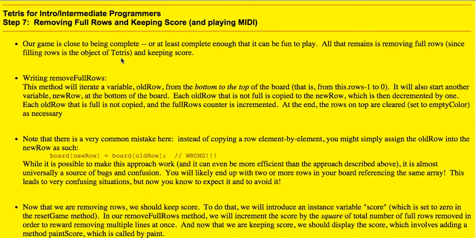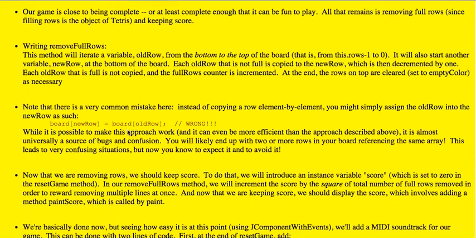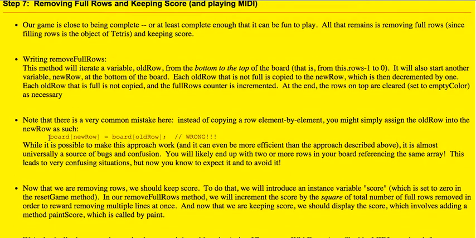All right, so now we have to remove full rows. Removing full rows is a little tricky, and it's described here. In particular, what you have to do is be sure you don't copy, because you have to copy down one row into another. Don't use this as a way to copy rows. We've learned about the fact that if you do this, you won't get a copy of the array for the old row into the new row.